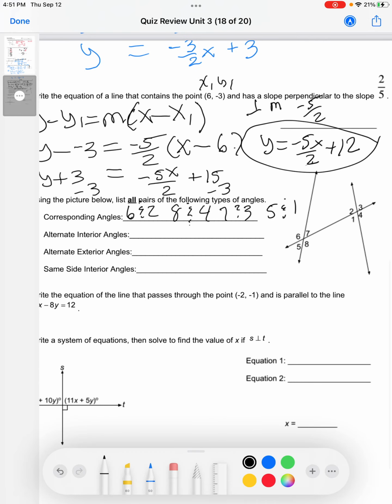So alternating interior angles. Alternating interior angles are 7 and 1 and 8 and 2. Those are the ones on the inside of the two lines, and they are on either side of the transversal. Alternating exterior are 5 and 3, and 6 and 4. And then same side interior are 7 and 2 and 8 and 1.